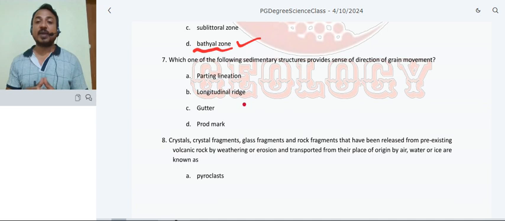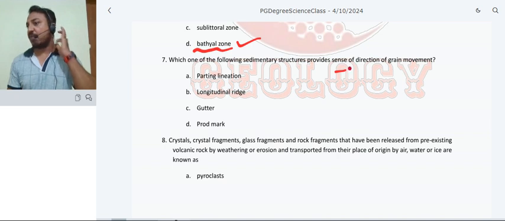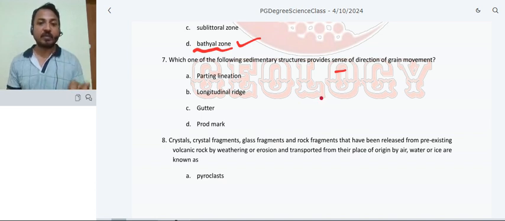Which one of the following sediment structures provides a sense of direction of grain movement? Sense of direction of grain movement means in what direction the grain is moving. Grain movement direction is generally known by marking structures. Take the examples of bounce mark, prod mark, then brush mark. They always show the sense of direction of the grain movement. Other structures we use to determine the movement or direction of flow. So the grain movement direction is known by prod mark.